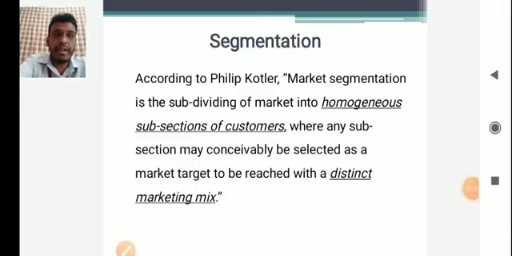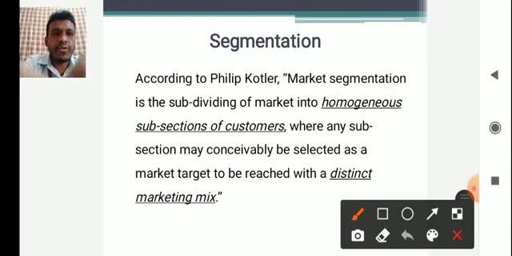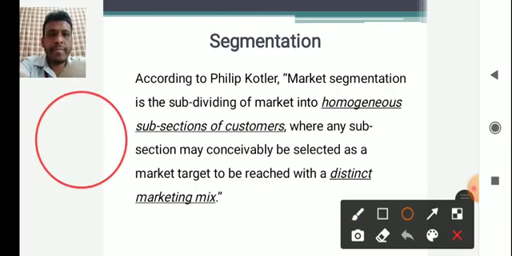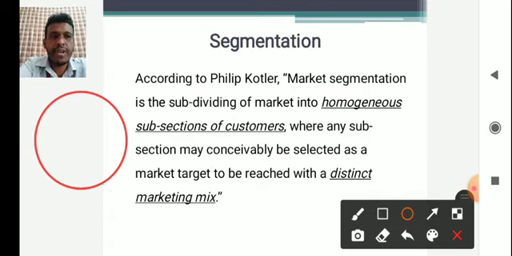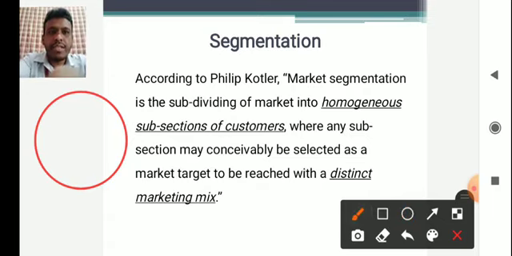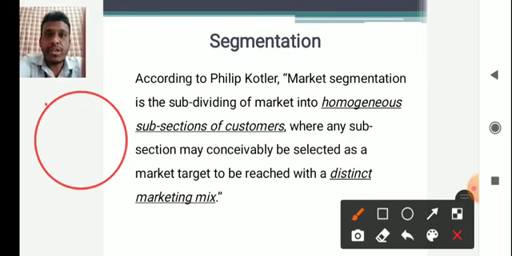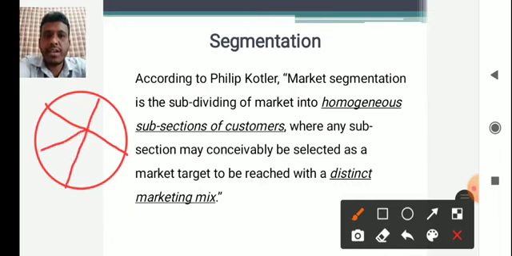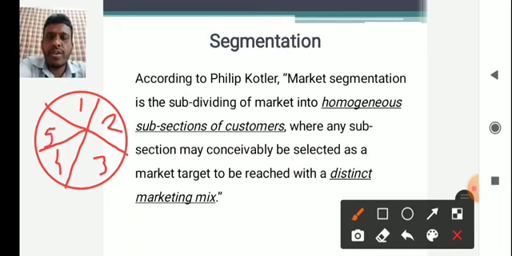Okay, here we are. So what exactly happens is, suppose you have an entire market, and you divide this market into smaller segments based upon some common characteristics. Suppose 5 different segments: 1, 2, 3, 4, 5. So you are getting 5 different market segments.